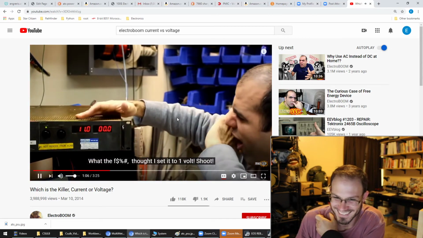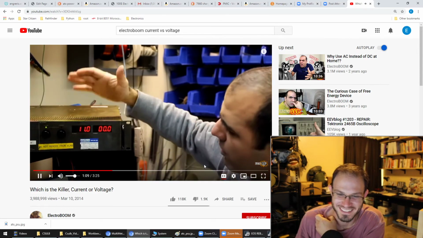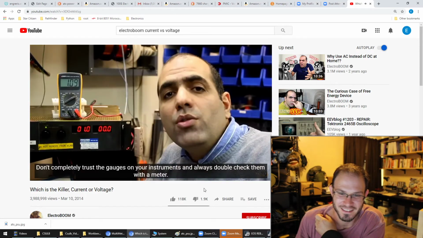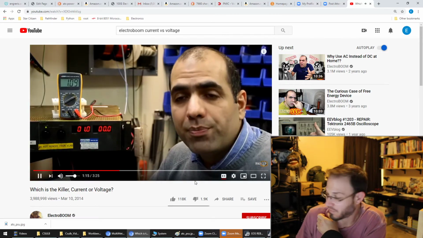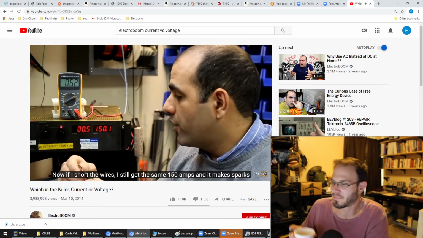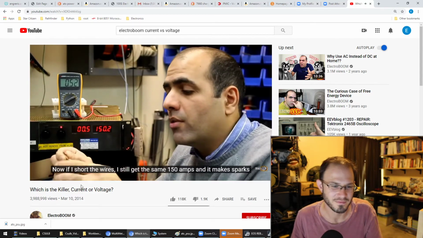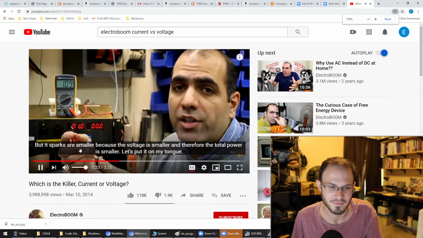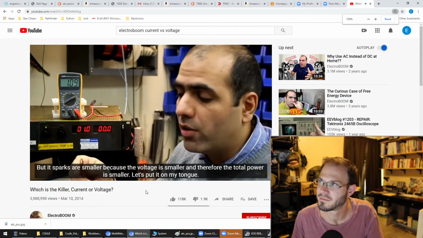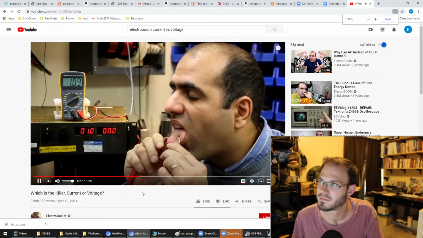What the f? I thought I set it to 1 volt. Huge. Don't completely trust the gauges on your instruments and always double check them with a meter. Now, if I short the wires, I still get the same 150 amps. And it makes sparks, but the sparks are smaller because the voltage is smaller and therefore the total power is smaller. Let's put it on my tongue.